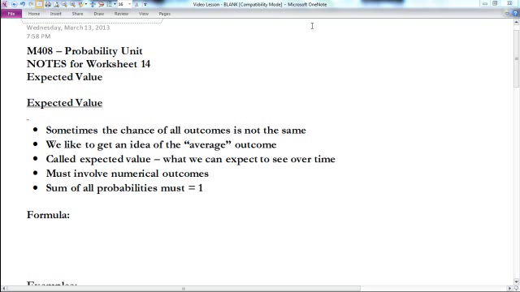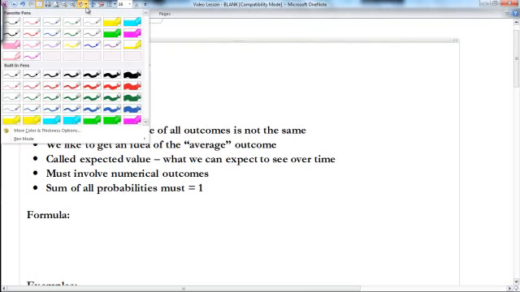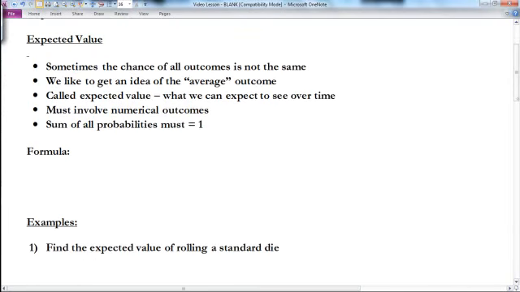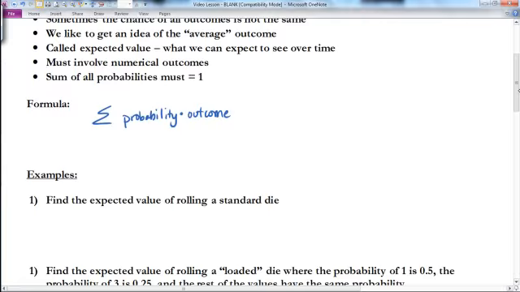In order to find the expected value, each of the outcomes must be numerical, and the sum of all of the probabilities has to add up to 1. In order to find the expected value, we're going to do the summation of the probability that an event will occur times the outcome. And the reason why I use the summation is because we will calculate this for each outcome that could occur.